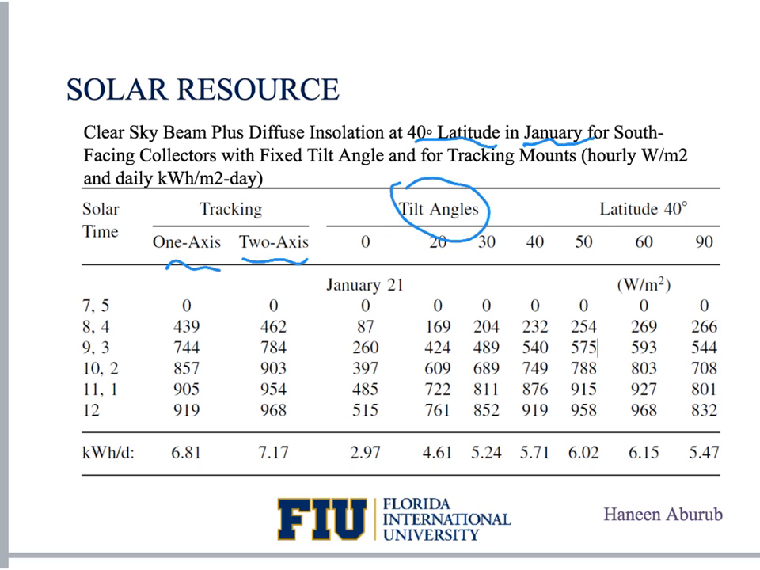This is hourly watt per meter square and daily kilowatt hour per meter square in a day. As shown here, so this is kilowatt hour.